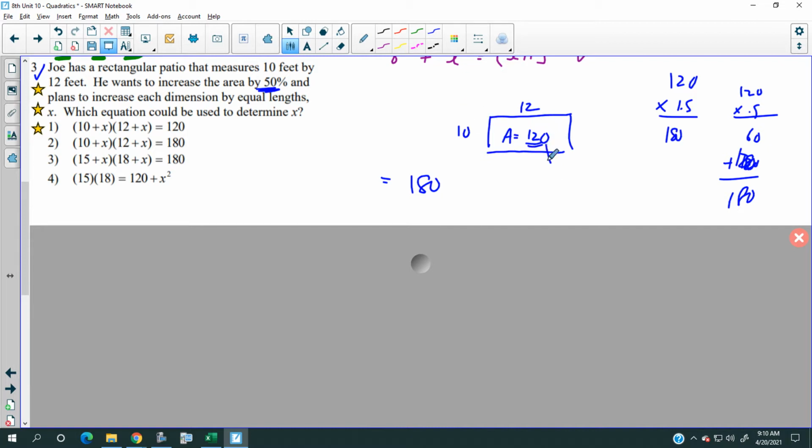If to get the area for this guy, right, was 10, I'll use parentheses, okay? 10 times 12 is 120. What parallel could we draw, right, to make this 180, right? Now, let's look. He plans to increase each dimension by equal length. So that means for the length and the width, he wants to add the same figure. Now, I don't know what that is, so what do you think that number is? Look at the choices, I mean, yeah, it's x, right? So which one matches that?